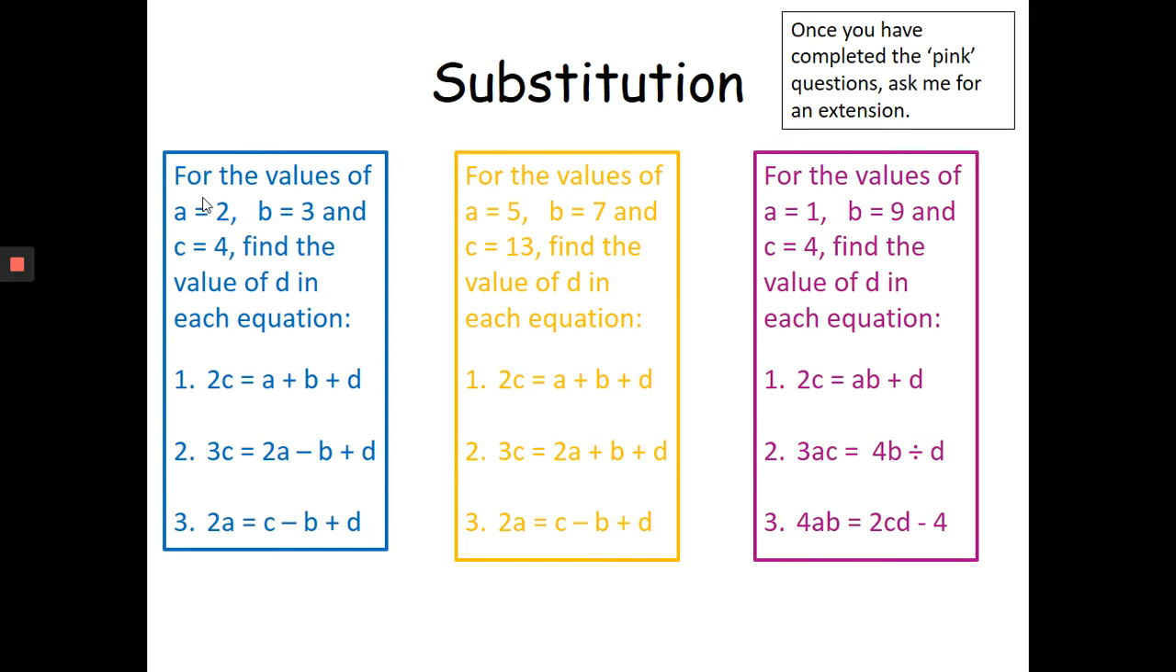Well done, you guys. So, the last thing I want you to do on substitution, here are what the values are. So for the blue box, it would be A equals 2, B equals 3, and C equals 4. Can you find the value of D in each equation? So 2C equals A plus B plus D. So if you know that 2 times C equals 8, then you've got A equals 2, B equals 3, which equals 5.